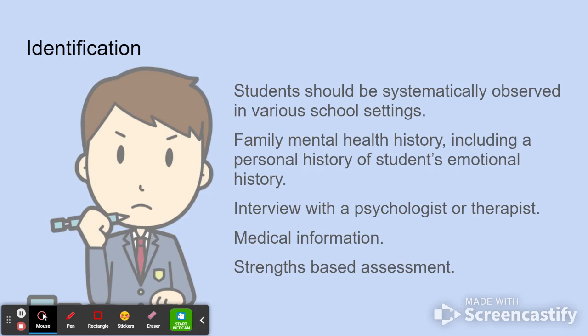Other identification methods: these students need to be systematically observed in various school settings. We need to know how they act in the cafeteria, how they act in PE, how they respond to different adults with different instructive methods. We should know the family's mental health history, and we should also ask parents for a personal history of the student's emotional health. How were they as toddlers, as elementary students, or as high school students? How are they a year ago or 6 months ago? It helps if they can be interviewed by a psychologist or a therapist. It's useful to know their medical information, and we should also include a strengths-based assessment so that we know what these kids are good at, what strengths we can draw on as we try to get them help.